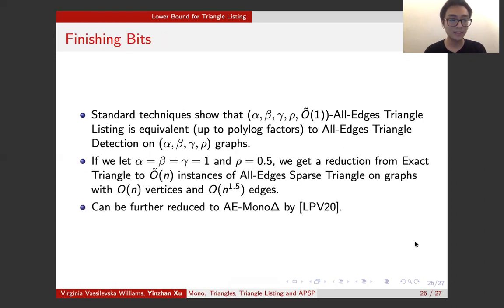Now we showed hardness for listing all triangles on every edge, but in order to get a hardness result for all edges monochromatic triangle, we need some hardness for a problem on detecting whether each edge is in a triangle or not. But luckily, by standard techniques, these two problems are equivalent up to polylogarithmic factors. So this essentially finishes the reduction from exact triangle to all edges monochromatic triangle.